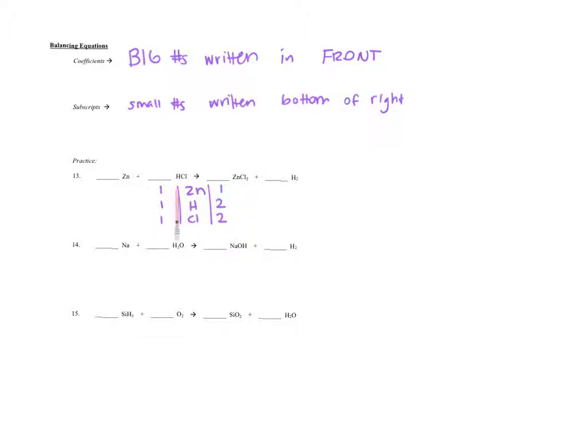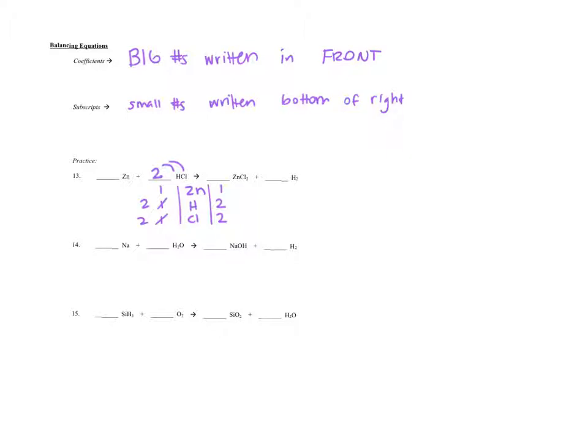So if you look first, Zn's fine. 1, 1, that's even. I can go to the next one. So now what I have is 2 hydrogens on the left, on the right, 1 on the left. So in order to make that even, if I put a 2 in front of the HCl, yes, that will change the hydrogen to 2, but just like in math, this is going to multiply to both. So that also makes my chlorine a 2, and then I'm balanced.